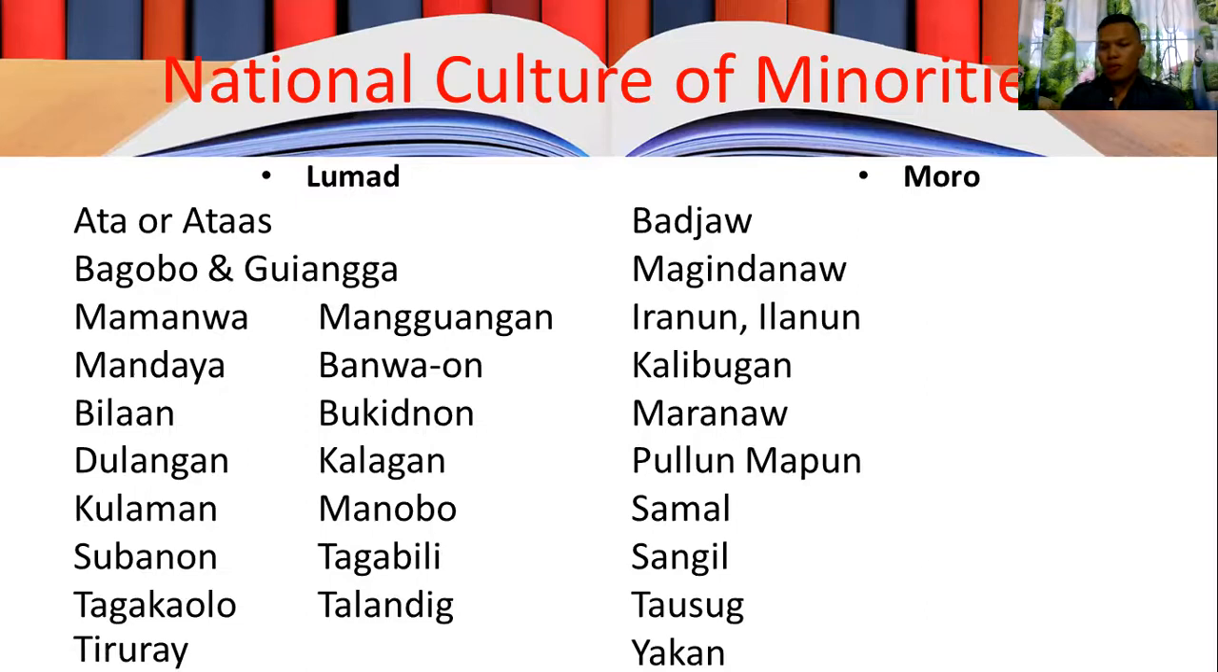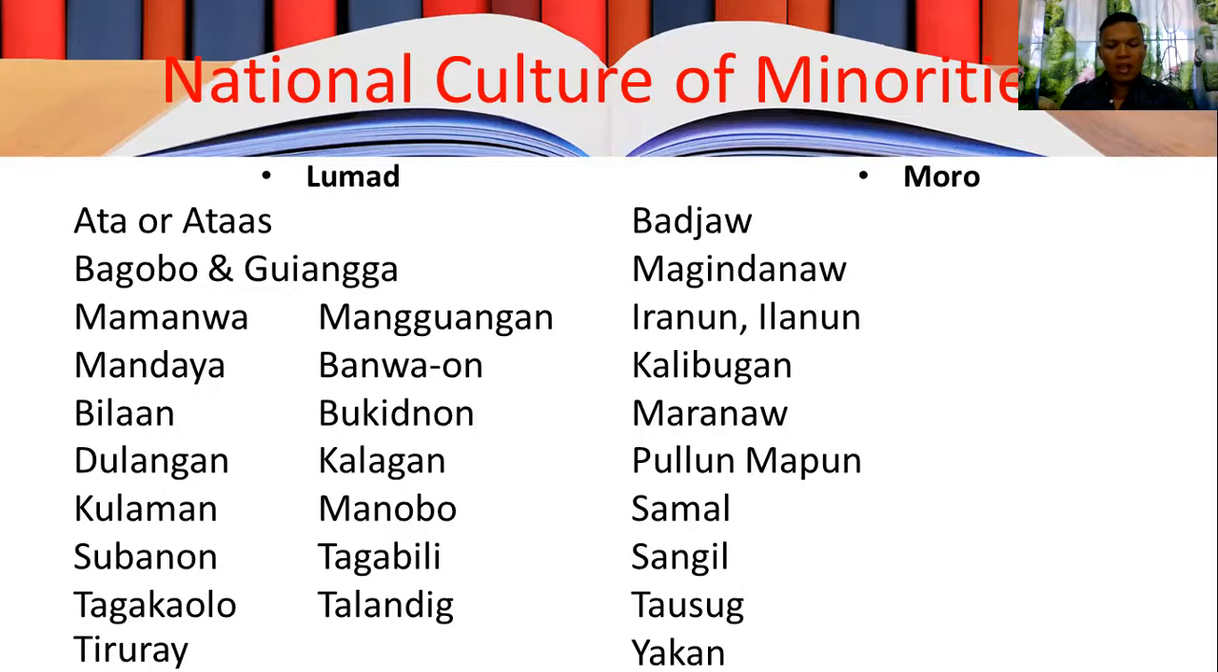Okay? So, our Muslim brothers, students, they are called our Muslim brothers, their indigenous people. And there in the mountains, they are called Lumad. Okay? So, among the Lumad, we have Ata or Ataas, Pag-uubo, Manwa, Mandaya, Binaan, Dulanggan, Kulaman, Subanon, Tagakaulo, Tiruray, Mangguanggan, Banwaon, Bukidnon, Kalanggan, Manubo, Tagabili, Talandig, Talaandig.